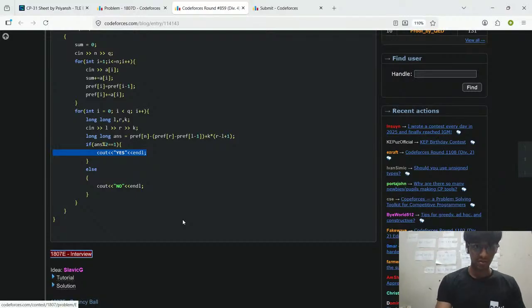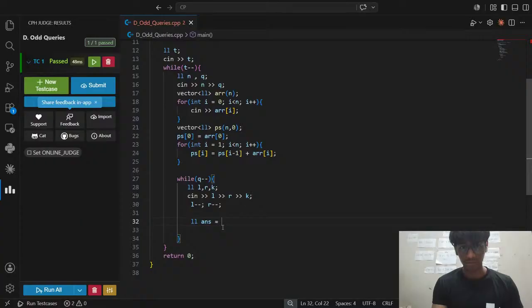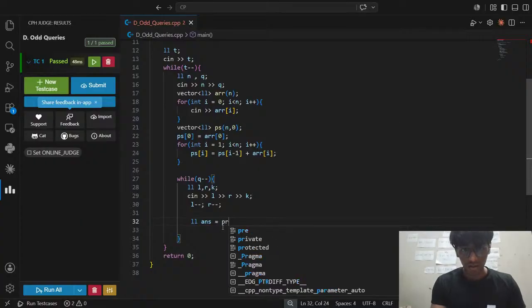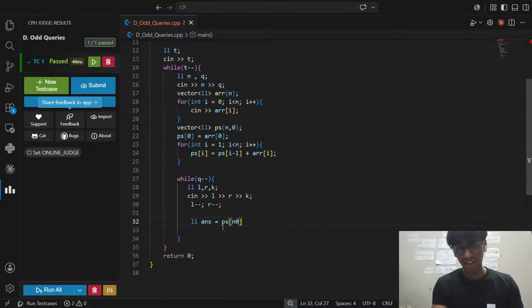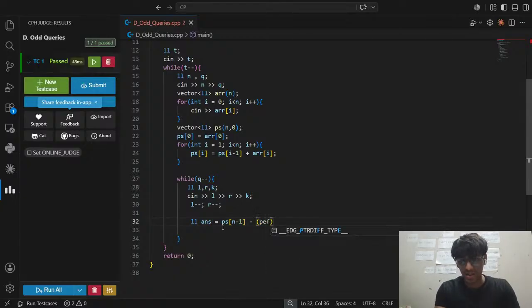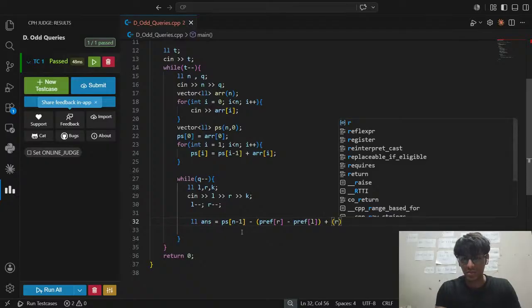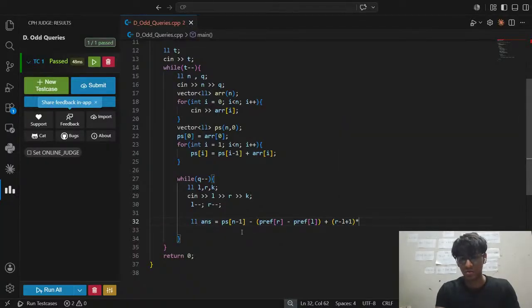Let's first solve this question and then ask ChatGPT to make us understand this in a simpler way. Like that's all I can do. I'm just hooked. Plus R minus L plus 1 plus K, star, modulus K not equal to 0.